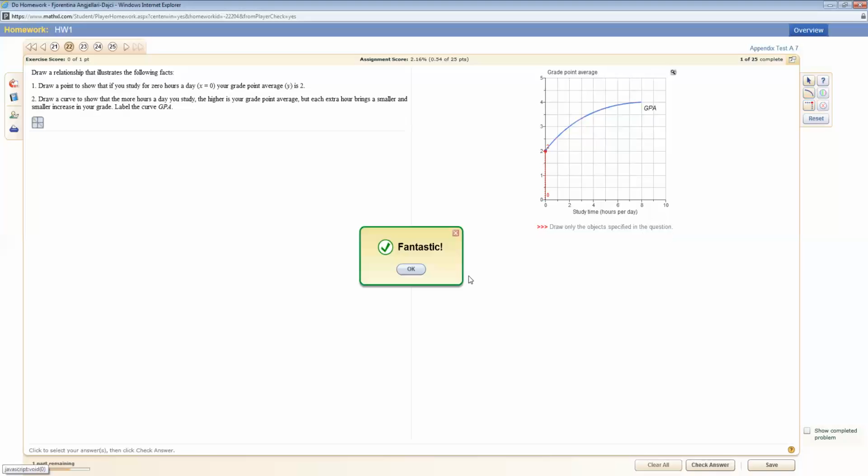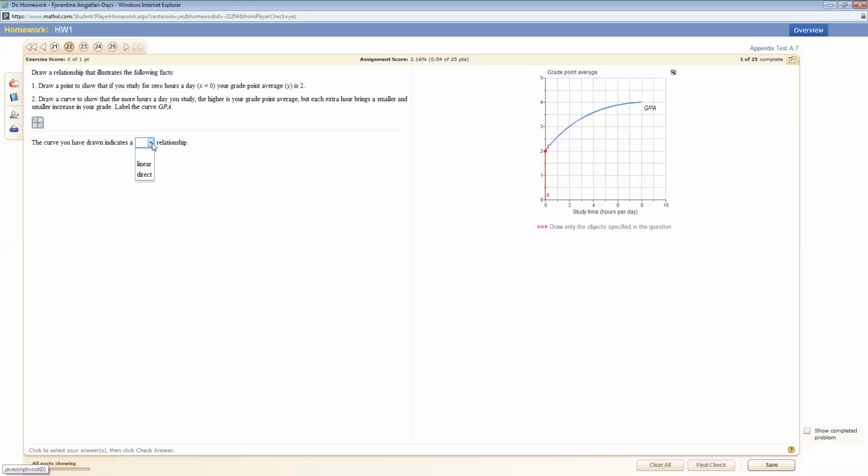It does say that it's fantastic. What you wanted to make sure is that the curve is actually steeper in this section, and then it gets flatter as we increase the study time. So that was the main purpose. What kind of relationship is this? It's definitely not linear because it was a curve, but it's direct because it's a positive relationship.